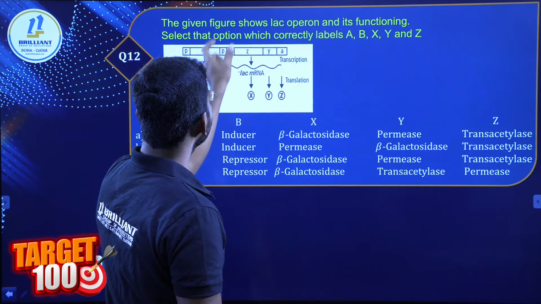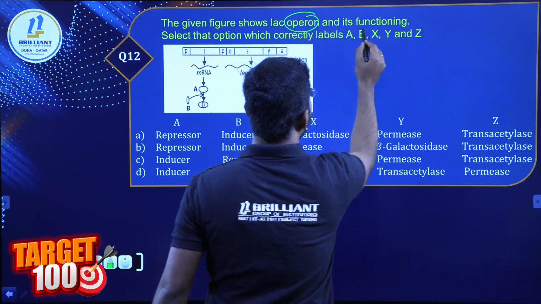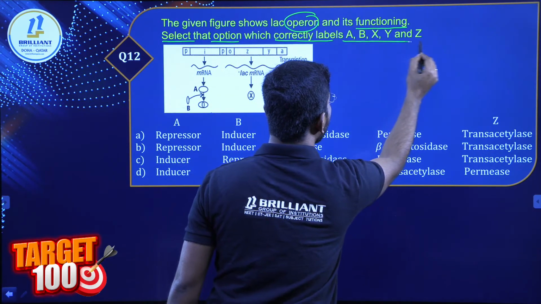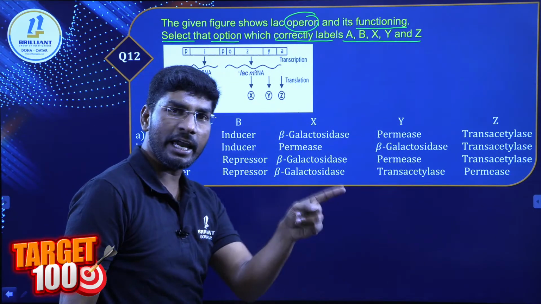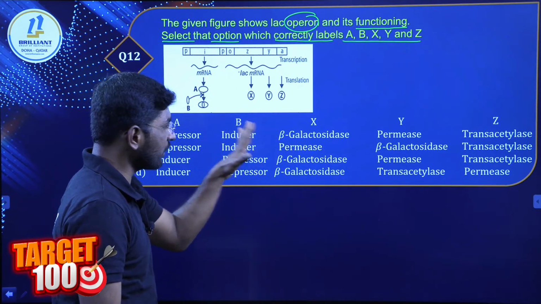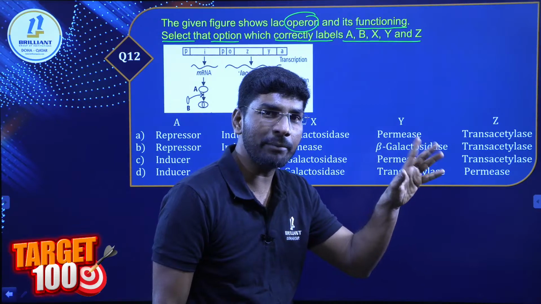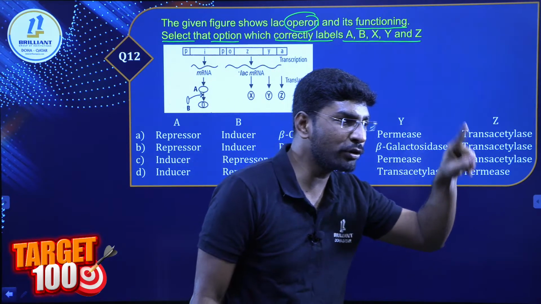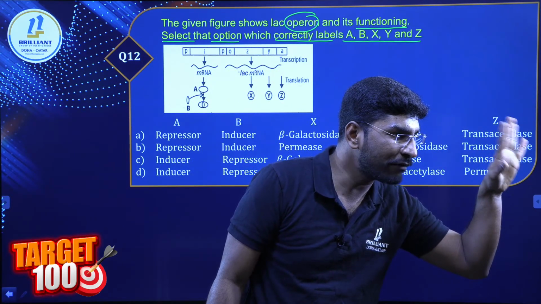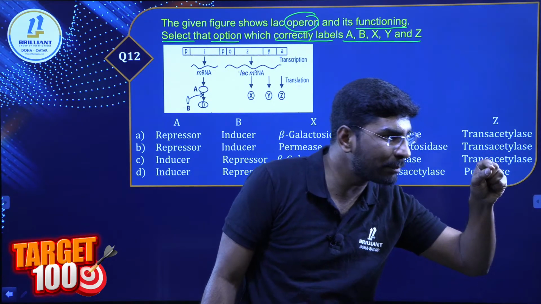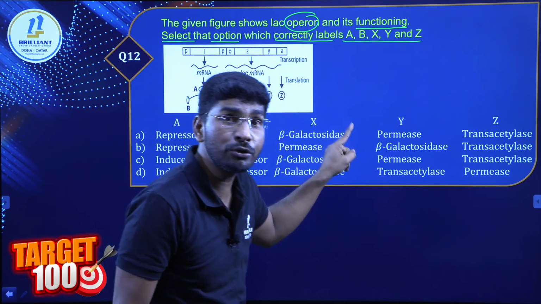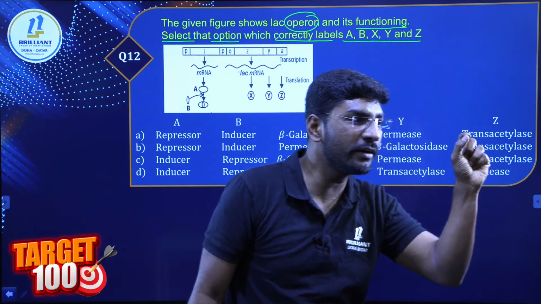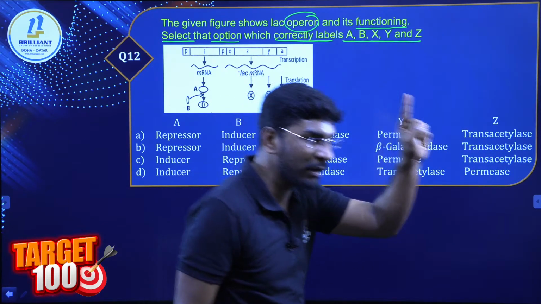The given figure shows an operon and its functioning. Select the option which correctly identifies A, B, X, Y, Z. First answer me: is this diagram in absence of lactose or presence of lactose? Alisha, Sana, Hafiz, is it presence or absence? So it is absence, right? When lactose is absent, only one gene gives the repressor protein. What is the gene? The I gene.